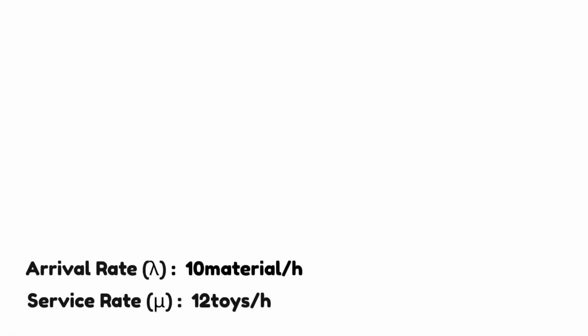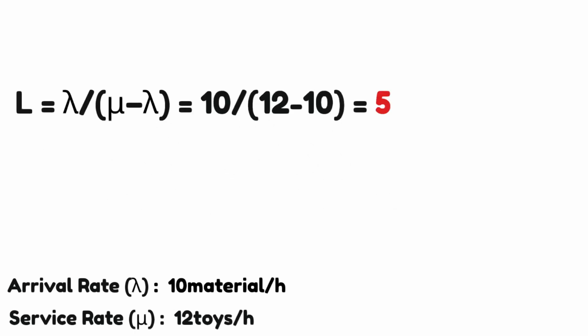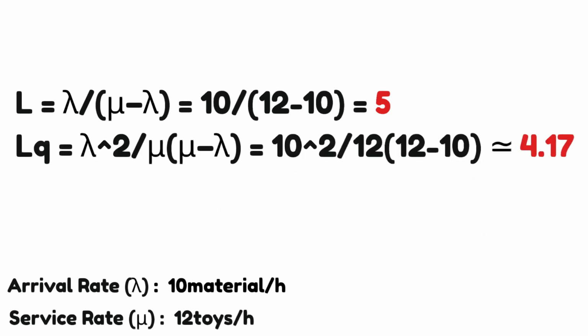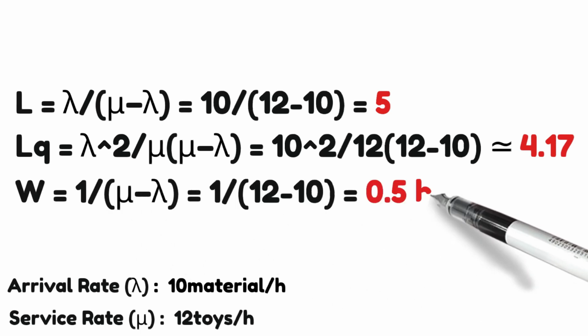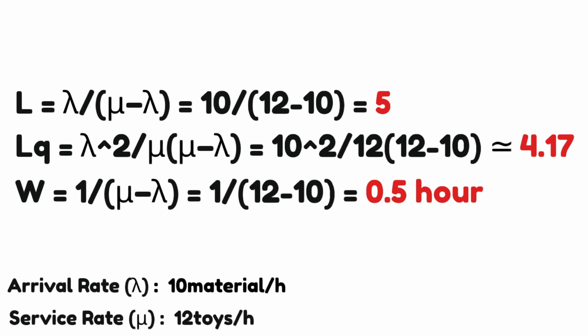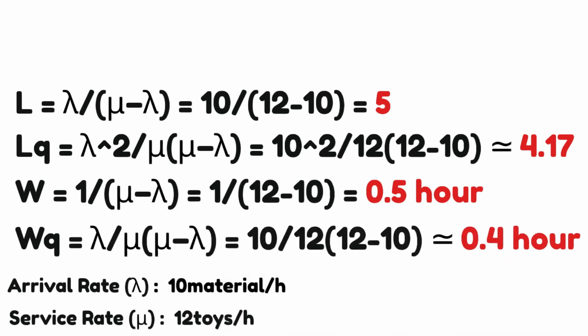Using lambda and mu, our calculations reveal average number of items in the system, 5 items. Average number of items waiting in the queue, approximately 4.17 items. Average time in the system, 30 minutes. Average wait time in the queue, approximately 25 minutes. Utilization, approximately 83.3%.